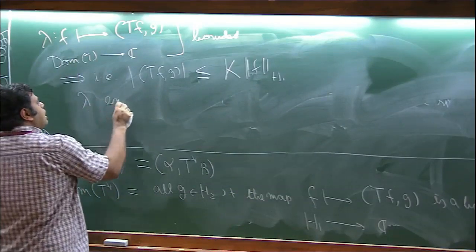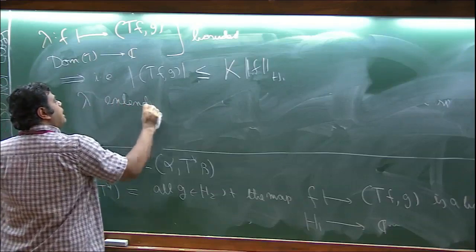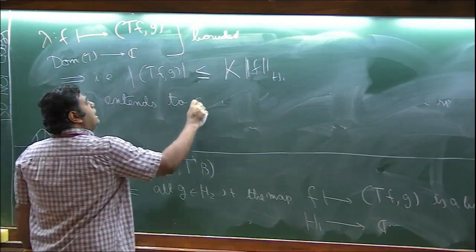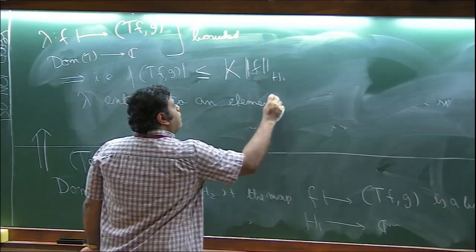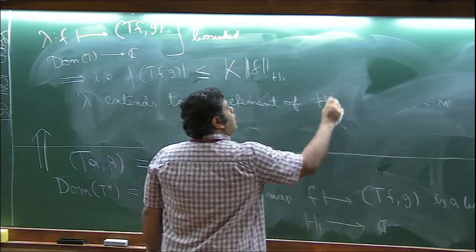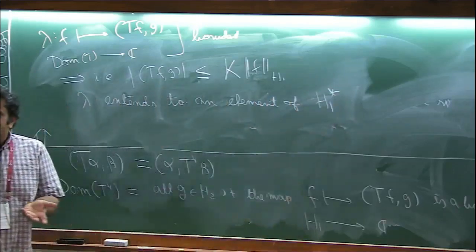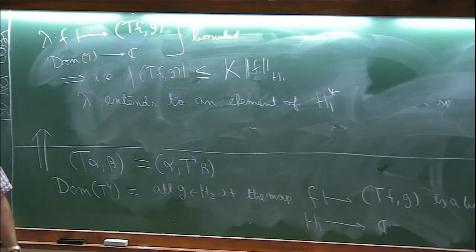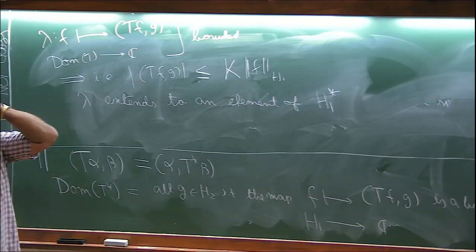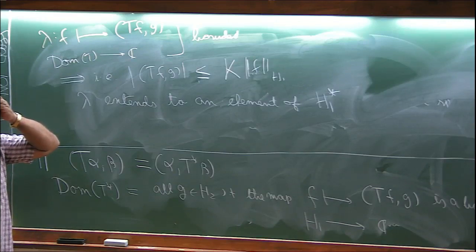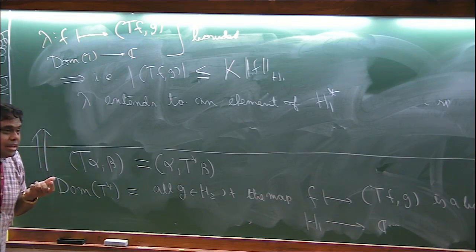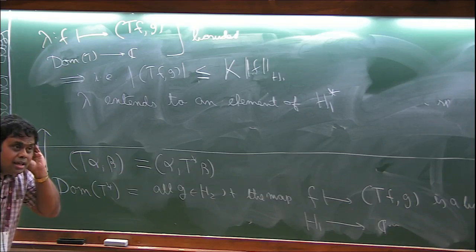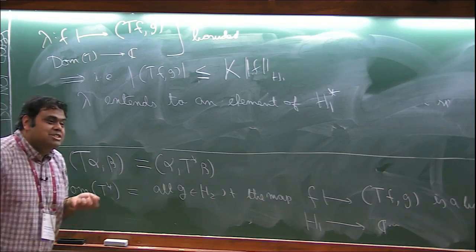So lambda extends by continuity to an element of H1 star, the dual. Right? We have something defined in a dense subspace, it extends. What do we know about the dual of a Hilbert space? Suppose you have a bounded linear functional in a Hilbert space. Yes, please? Yes, and what is that isomorphism?